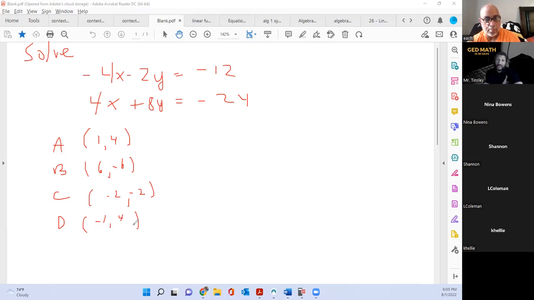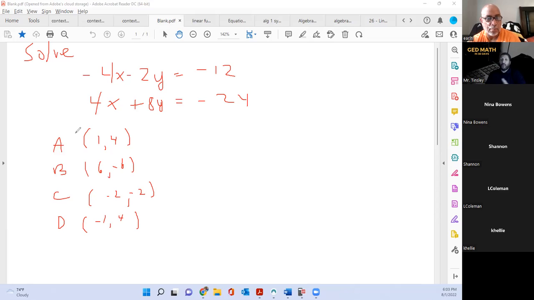The reason why they're in parentheses is because you have an X and a Y, and that point will solve both of those equations. So that's what you're looking for in a system of equations. If it's two linear equations in a graph, you're looking for the point where both of those equations intersect, and that will be the solution to your system of equations.